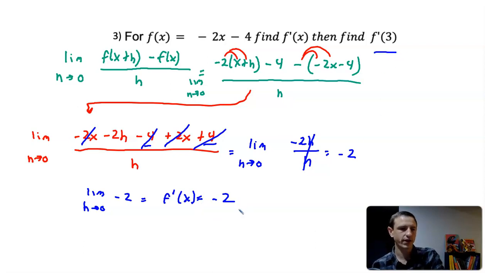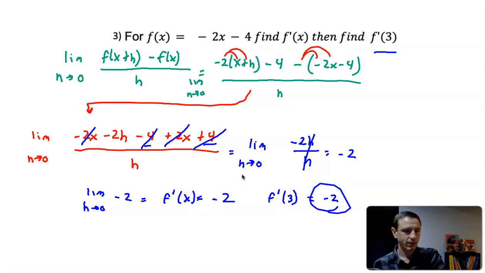And then the question is also asking, find f prime of 3. So f prime of 3 means we're plugging in 3 into our derivative. I don't have any x values to plug in 3. So the answer is negative 2. We have nowhere to plug in 3. So I just get back that negative 2.